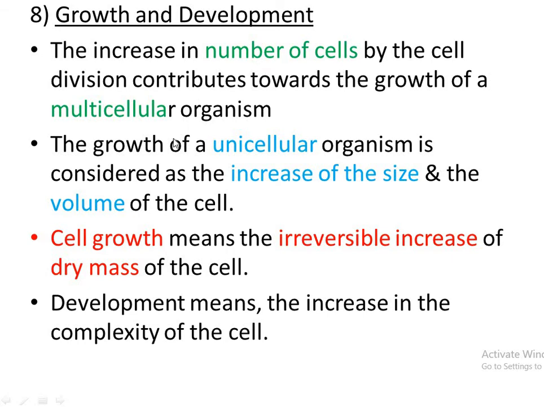This contributes towards the growth of multicellular organisms. The growth of unicellular organisms is considered as the increase in size and volume of the cell. So amoeba, bacteria, euglena, paramecium are unicellular organisms, and their growth means the increase in the size and the volume of the cell. And in multicellular organisms, growth is the increase in the number of cells. Okay.